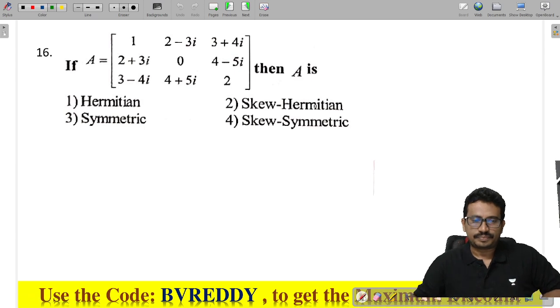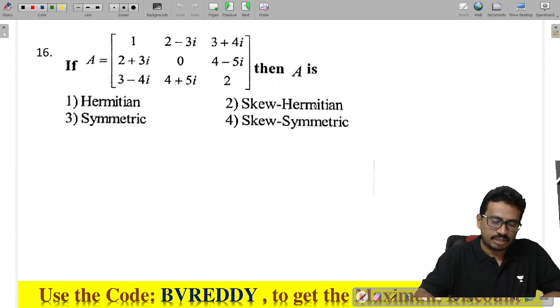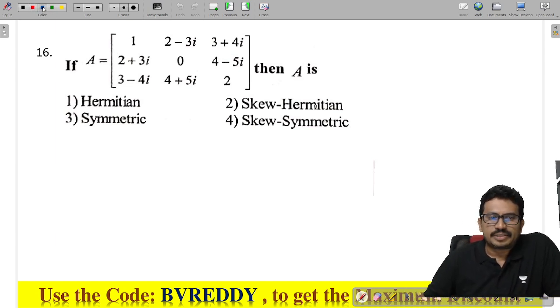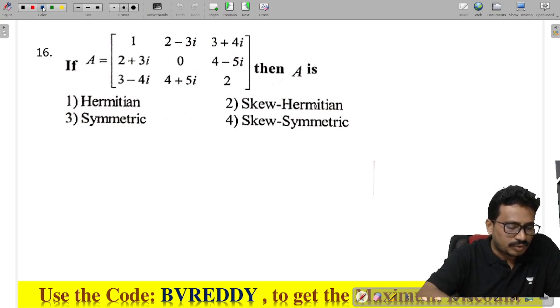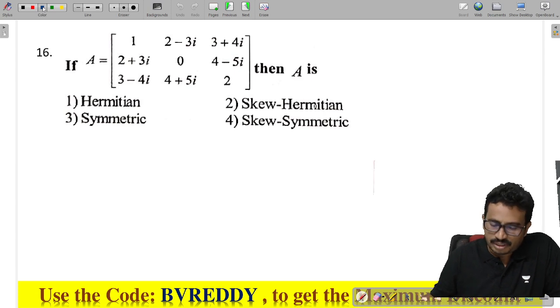Take this problem, the 16th one. We have finished Day 1, we have finished 15 problems, right? Now this is the 16th problem. Take down. They have given some matrix, and they are asking what is the nature of the matrix. Let's see what will be the nature of this matrix.